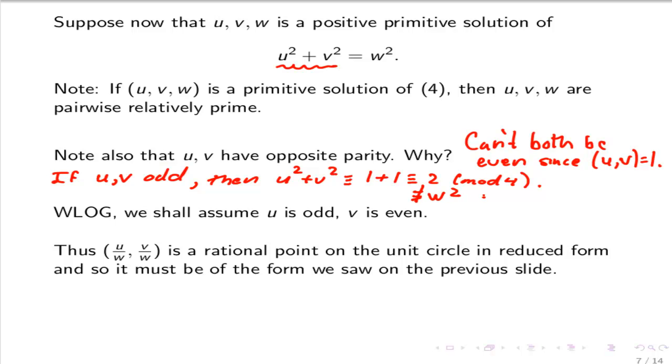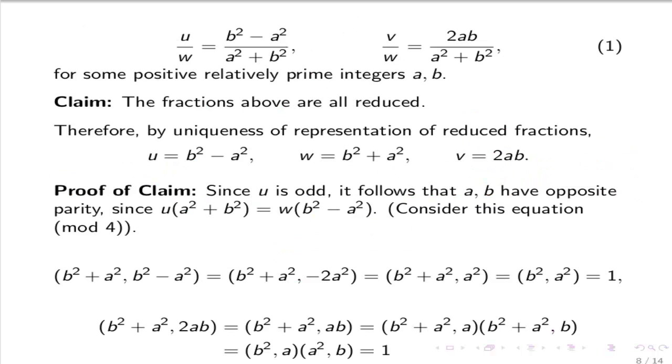Okay, so therefore one of them is even and one is odd, and so we'll go ahead and assume that u is the odd number and that v is the even number. And then dividing both sides of this equation by w squared, we see that u over w, v over w is a rational point on the unit circle in reduced form. And on our previous slide, we just characterized what every rational point looks like on the unit circle. So what do we get? So u over w has to have this form, and v over w has to have this form for some positive relatively prime integers a and b.